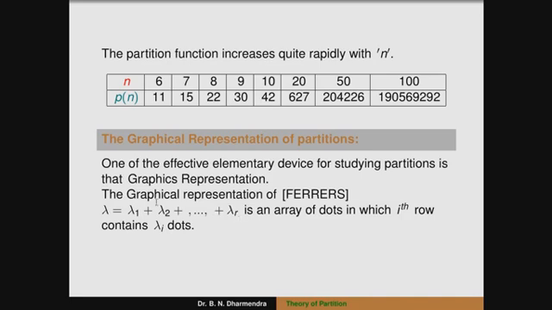Lambda 1 is greater than or equal to lambda 2, and lambda 2 is also greater than or equal to lambda 3, up to the last term, which is greater than or equal to lambda r.